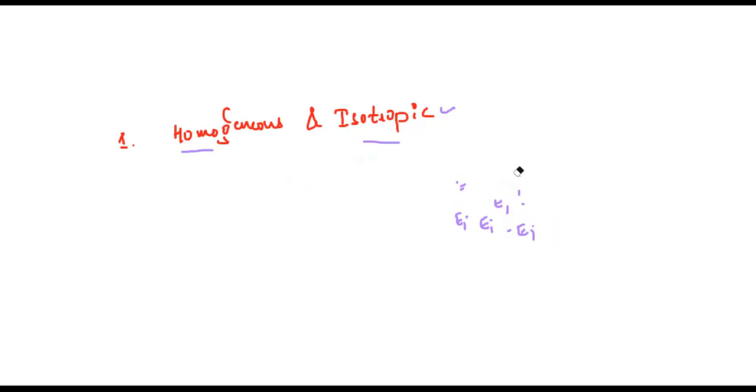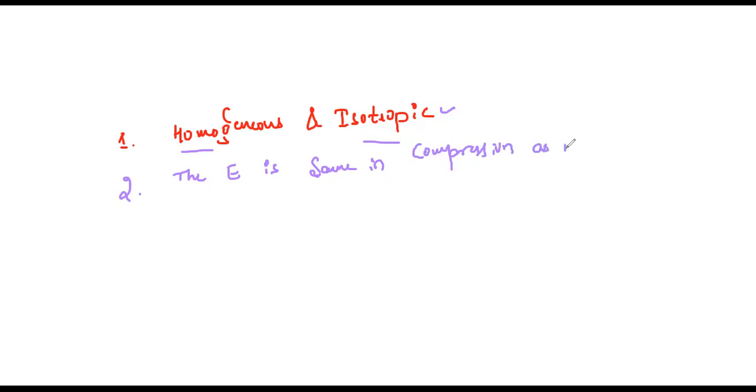So whatever material we consider here, it is homogeneous and isotropic material. Next, the second assumption is that the Young's modulus E is the same in compression as well as in tension. So whatever Young's modulus we get for a material, it will be the same for compression and tension.